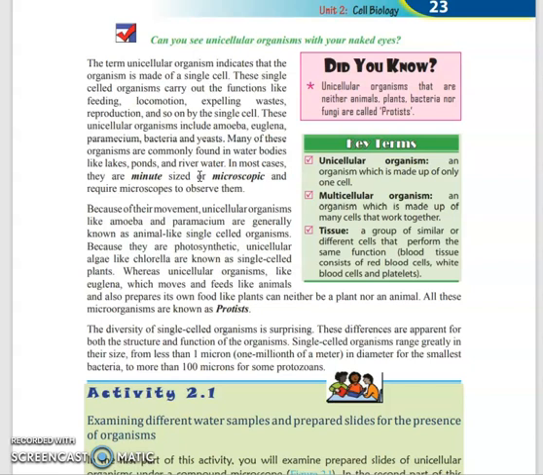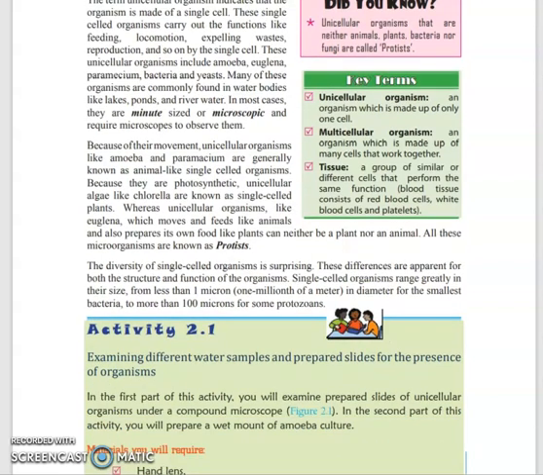Because of their movement or locomotion, unicellular organisms like amoeba and paramecium are generally known as animal-like single-celled organisms. So the unicellular organisms paramecium and amoeba, due to their locomotion or movement, we term as animal-like single-celled organisms. Even though they are not animals, we term them animal-like single-celled organisms due to their locomotion.